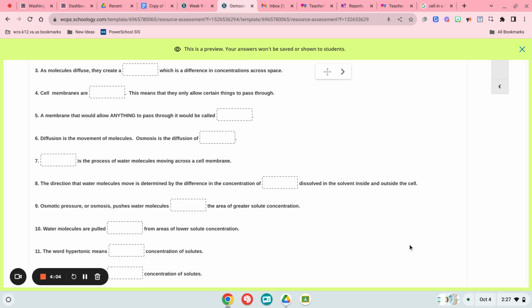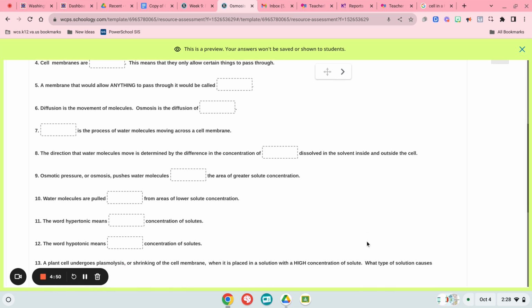Number nine, osmotic pressure or osmosis pushes water blank to or away from the area of greater concentration of solute. So again, if I have a high concentration of solute, I have a low concentration of water. You can look at this from a couple of different angles. And with your osmosis practice part 2, that's going to be a part of your cell test review, I have you practicing it using those percentages of solute, using percentages of water, and determining the movement of water.